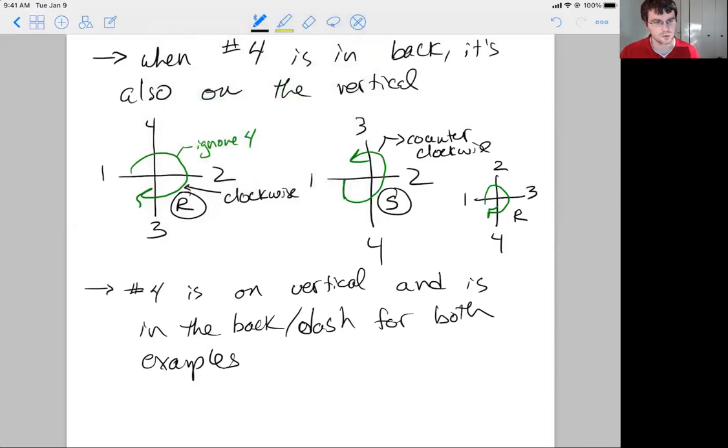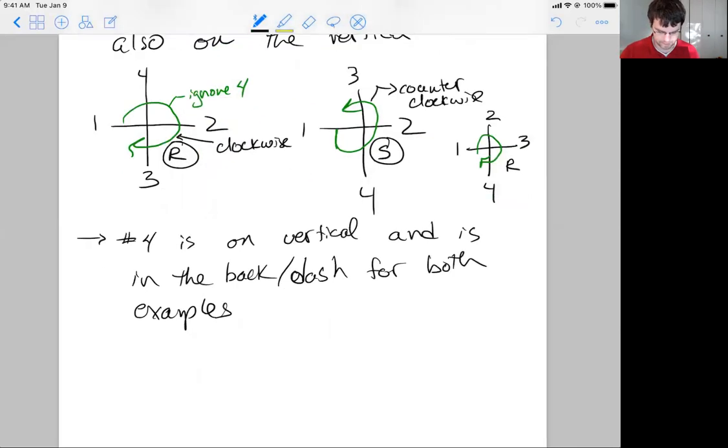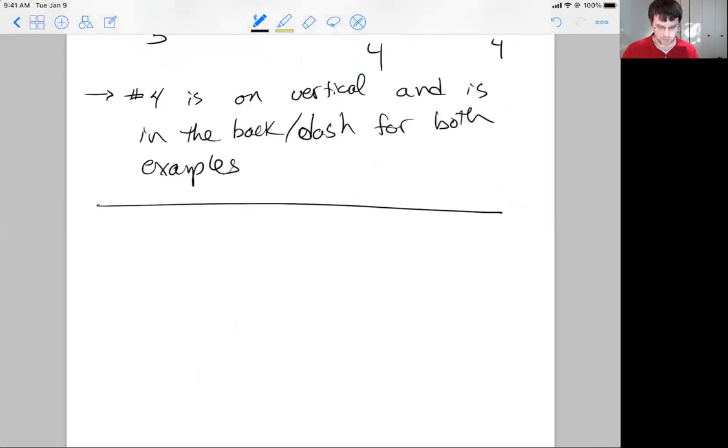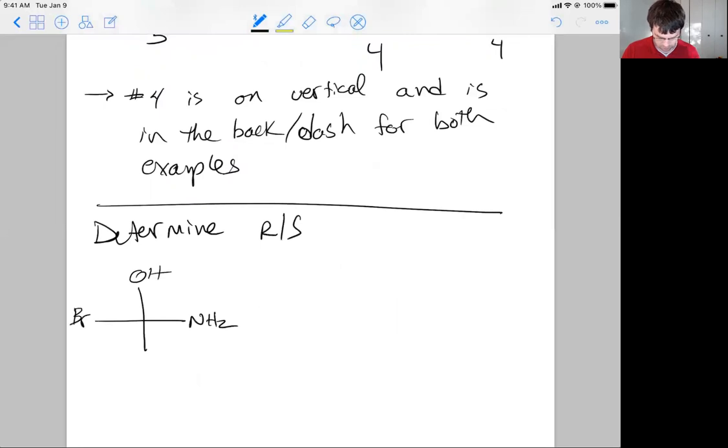So now let's go through some examples, okay? Let's look at the example where we are going to determine R/S. Okay, so this one's not so bad. We look at the elements that are directly attached to our stereocenter. Now, our chiral carbon in this case is just part of the Fischer projection. It's the cross. So it's always sort of this carbon.